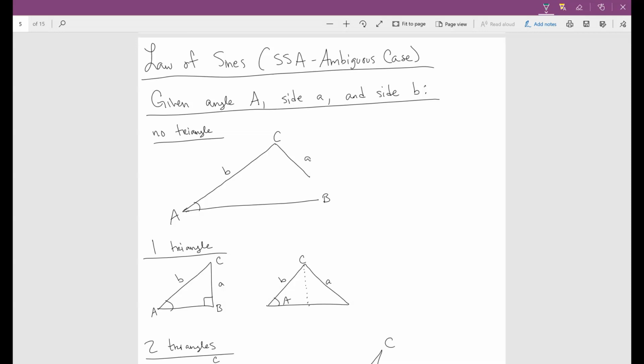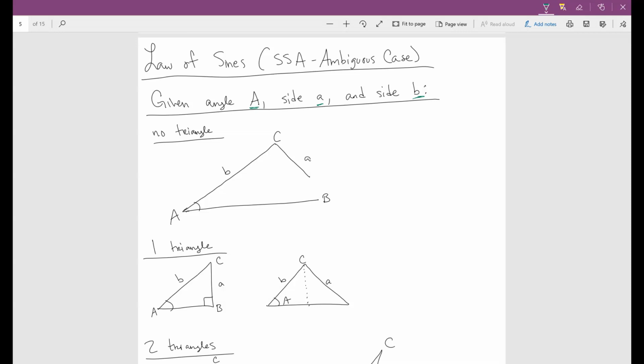So let's continue with the law of sines. We're going to talk about the ambiguous case, which is basically the SSA case, or the ASS case as I like to call it. So here we are going to be given the angle A, side little a, and side little b. So here we have the angle-side-side case.